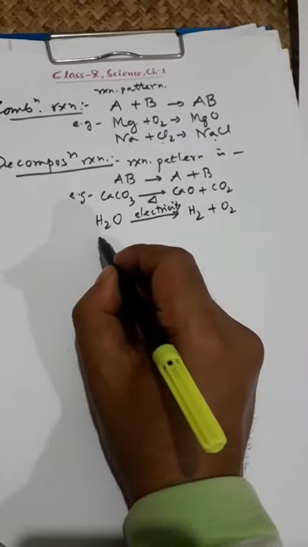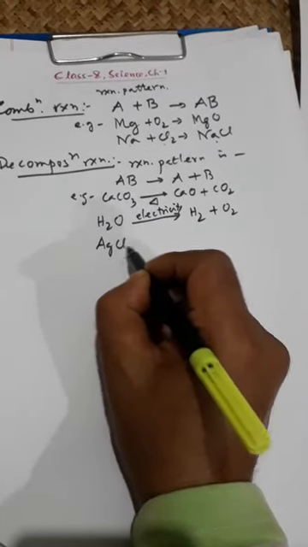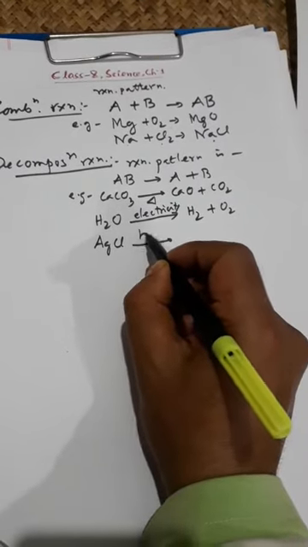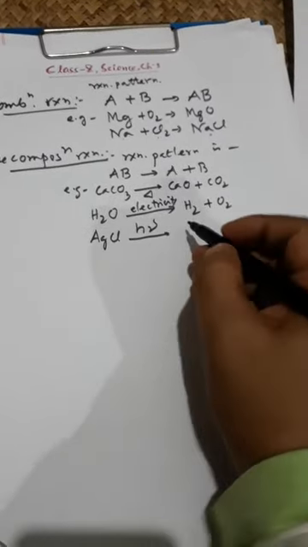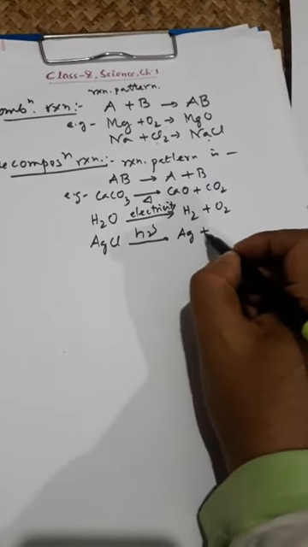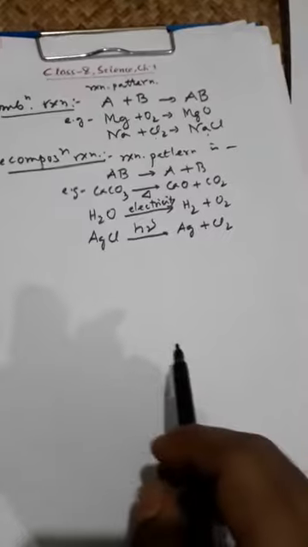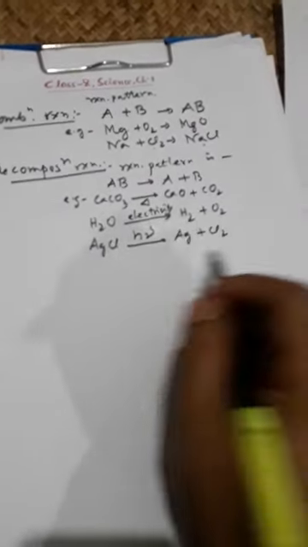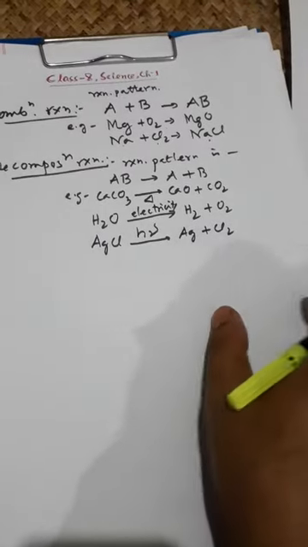Another example, say silver chloride. When you put it in sunlight, which can be represented like this, h nu, sunlight, it breaks down to give silver and chlorine. So these are decomposition reactions, where one compound gives more than one compound.